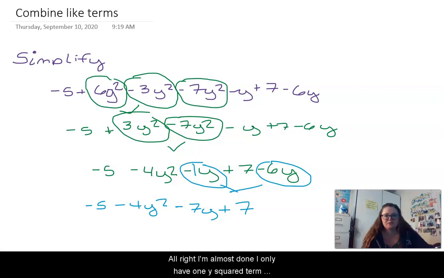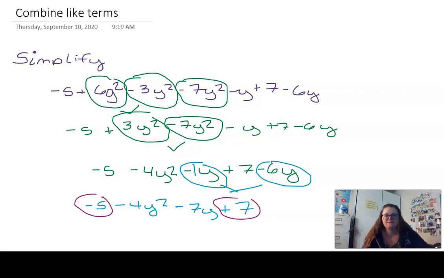All right, so I'm almost done. I only have one y squared term. I only have one y term, but now I have two terms that don't have any variables on them at all. So I have -5 and +7. So now what I'm going to do is bring down the -4y squared and the -7y. And it's always best to write these in order from largest exponent to no exponent. And then I have -5 plus 7, which is 2.